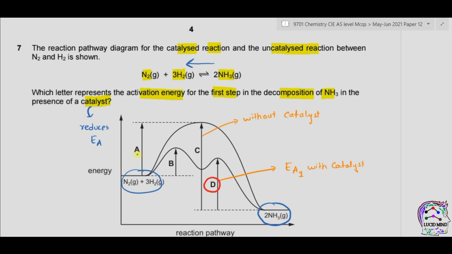Looking at the other options, we have A, which represents the activation energy for this reactant to convert into ammonia without catalyst. This is the activation energy for forward reaction without catalyst. Now B represents the activation energy for the forward reaction with catalyst.